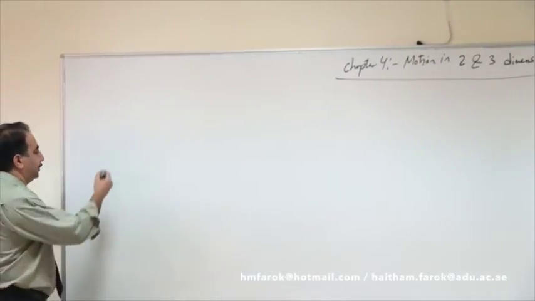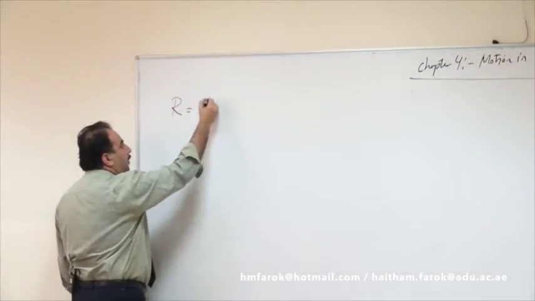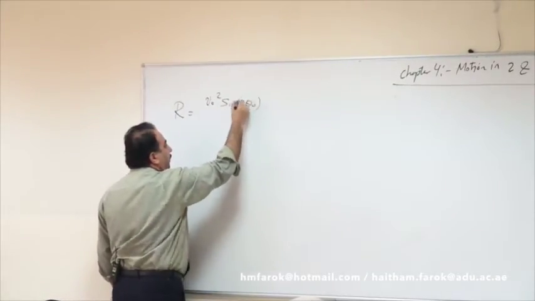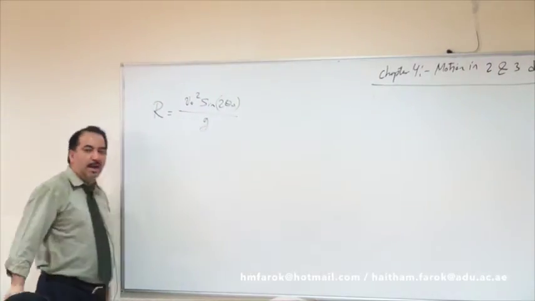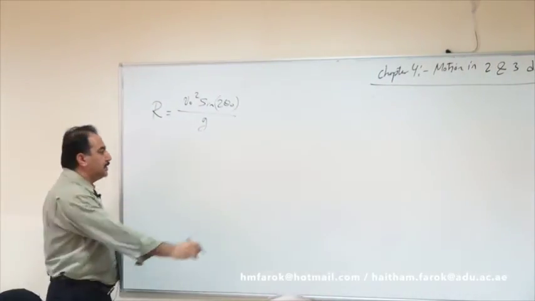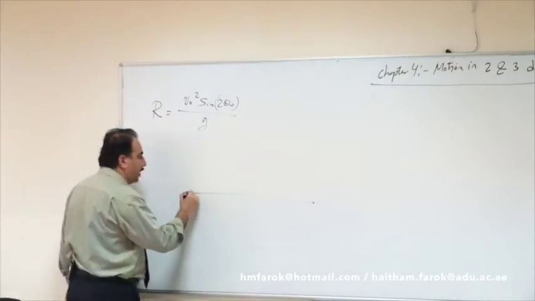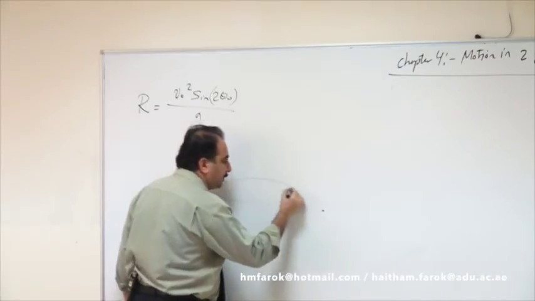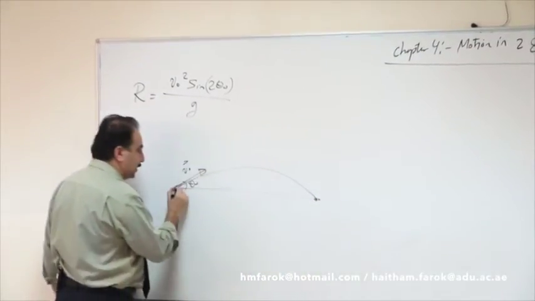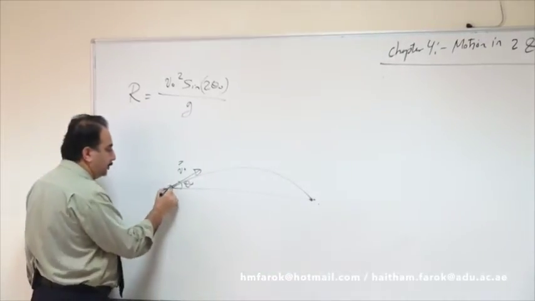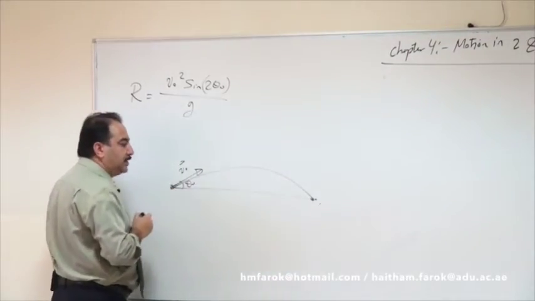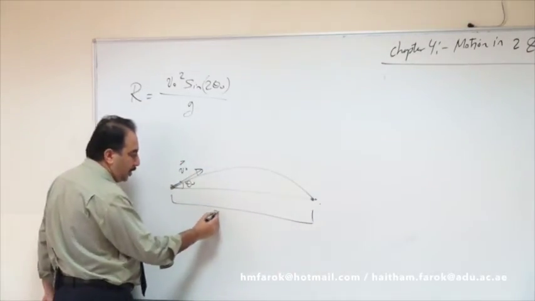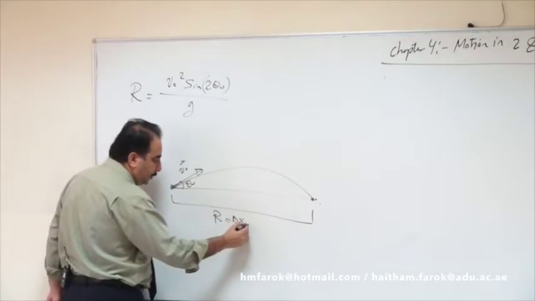So range, R. R is V naught squared sine 2 theta naught over g. And remember, this is for symmetric only. So let's take a symmetric case. You fire from a level and back to the same level, start and finish. Now, where is the range? The range is delta x max. R is delta x max.